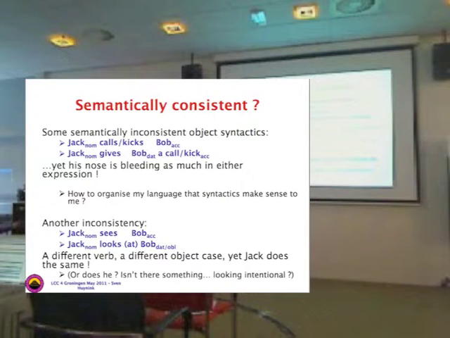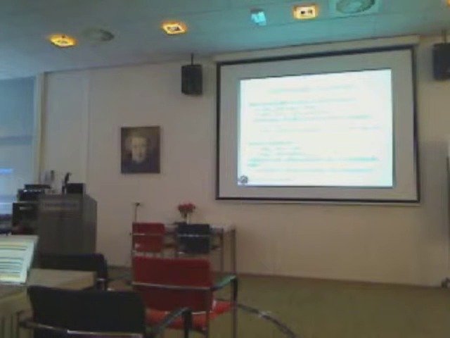Yeah, nice. So, I was worried about inconsistent object syntax, but I was also worried about inconsistent things like Jack sees Bob and Jack looks at Bob. His eyes are doing the same, he's using his eyes, but there are different verbs, there are different cases. And I thought, well, he's doing the same, or is he?